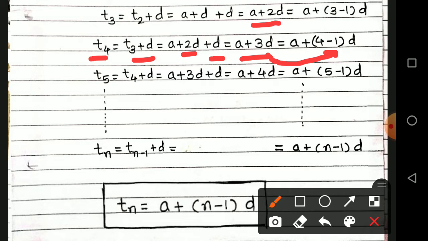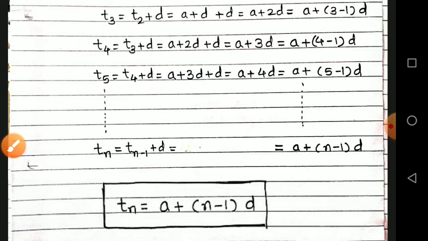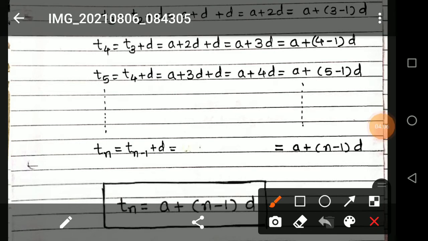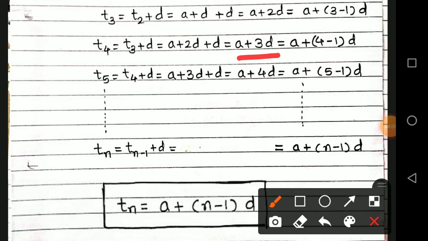Now the fifth term. T5 is equal to T4 plus d. T4 means a plus 3d. This a plus 3d I have written here, and I have added the common difference. a plus 3d plus d is equal to a plus 4d. This 4d I have written in another form, (5 minus 1) into d. 4 means 5 minus 1.